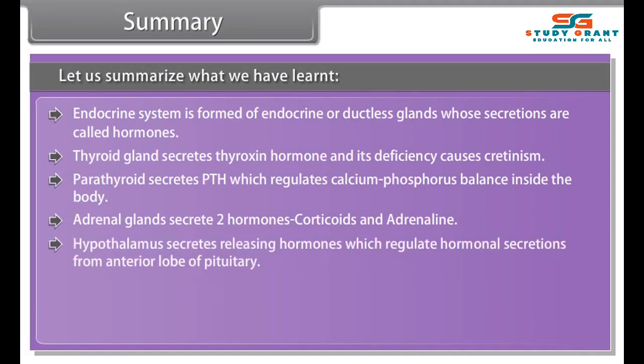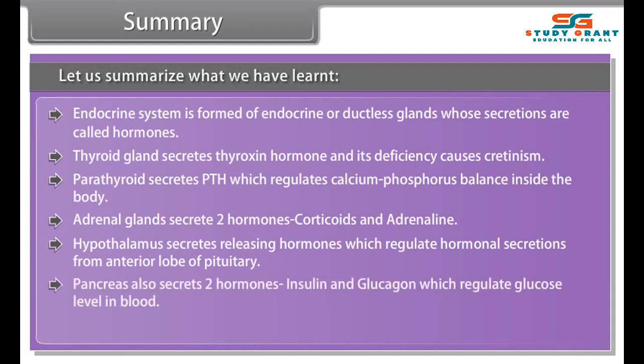Hypothalamus secretes releasing hormones which regulate hormonal secretions from anterior lobe of pituitary. Pancreas also secretes two hormones, insulin and glucagon, which regulate glucose level in blood.